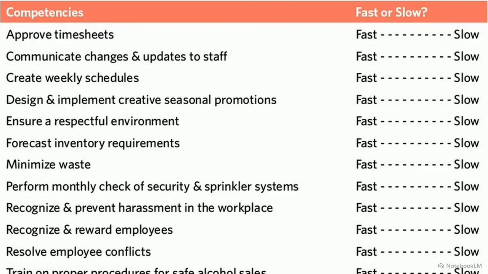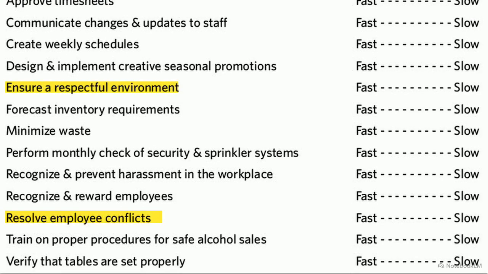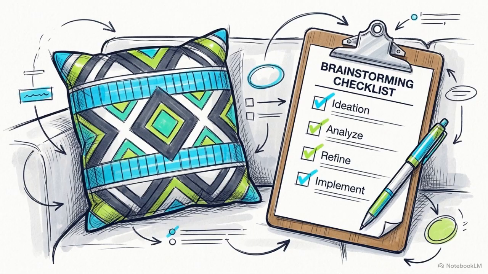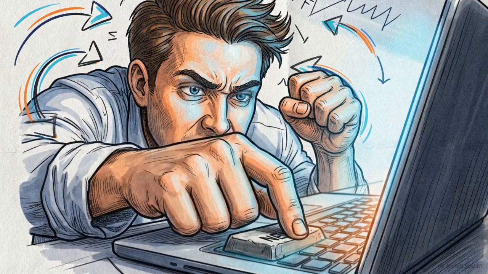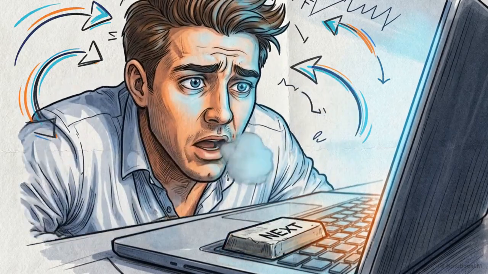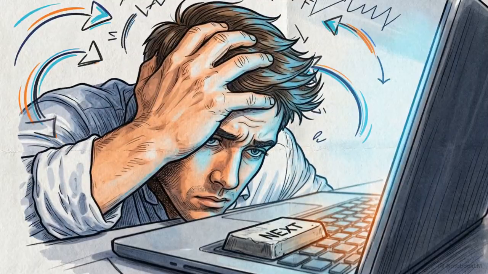On the other end of the spectrum are slow skills, like ensuring a respectful environment or resolving employee conflicts. These rely on tacit rules and recognizing subtle human patterns built over years of experience. Fast skills can be solved with the equivalent of a throw pillow, a quick job aid, or a simple checklist to get the job done today. Slow skills require heavy structural support and practice over time. Attempting to solve a slow, tacit skill deficit with a fast e-learning course is a total waste of resources. It simply will not work.